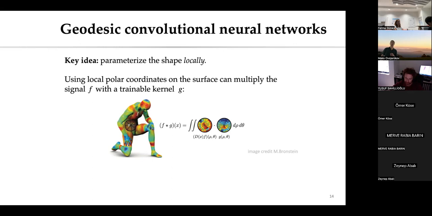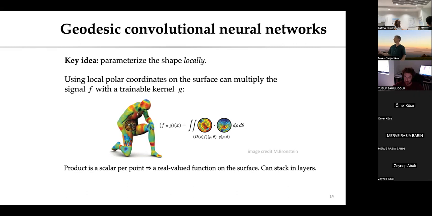There are many hidden issues with this approach. I'm not going to go over that. I worked in this domain also a little bit. But anyway, this is something you can do. Once you take this inner product, you multiply the signal on the surface with this learned kernel, then you have a scalar, a value per point, and you have a real-valued function on the surface. Once you do this, you can stack these convolutional layers into layers.